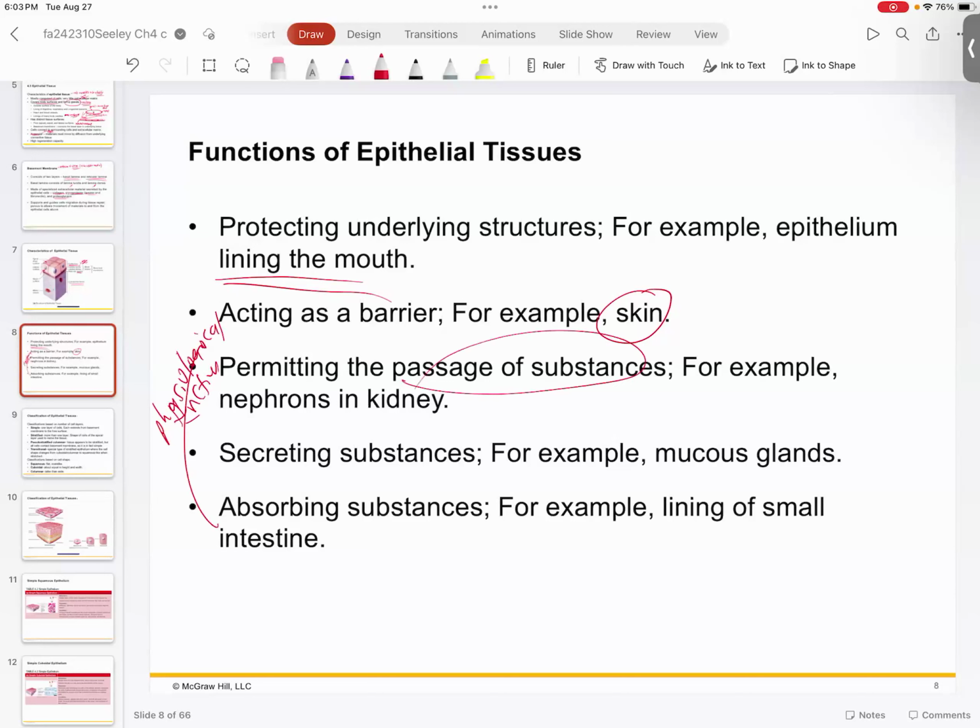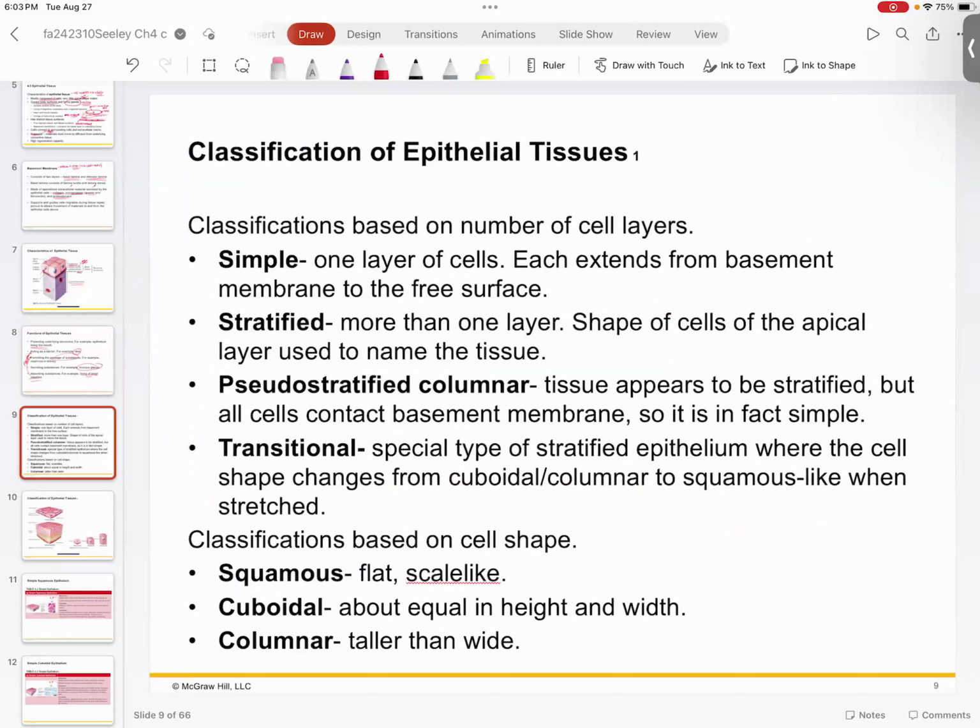So you can use it to basically move things through them. So for instance, the nephrons in your kidneys are epithelium, a special type of epithelium that allows you to be able to move things through the cell itself. You can secrete stuff. For instance, your mucus glands are secreting mucus all the time. And you can also absorb stuff. For instance, your small intestines, which are absorbing nutrients, are also epithelium. So you can see your epithelium is actually not just a protective barrier. That's one function of your epithelium, but it can do a lot of other things. And I would argue those other things are probably more important than the actual barrier.